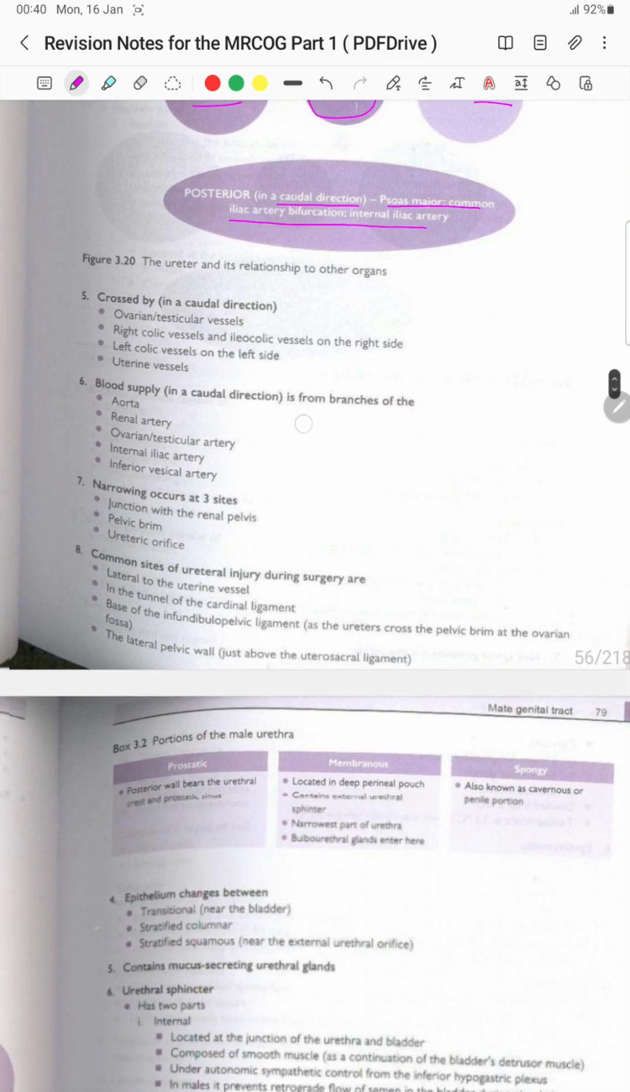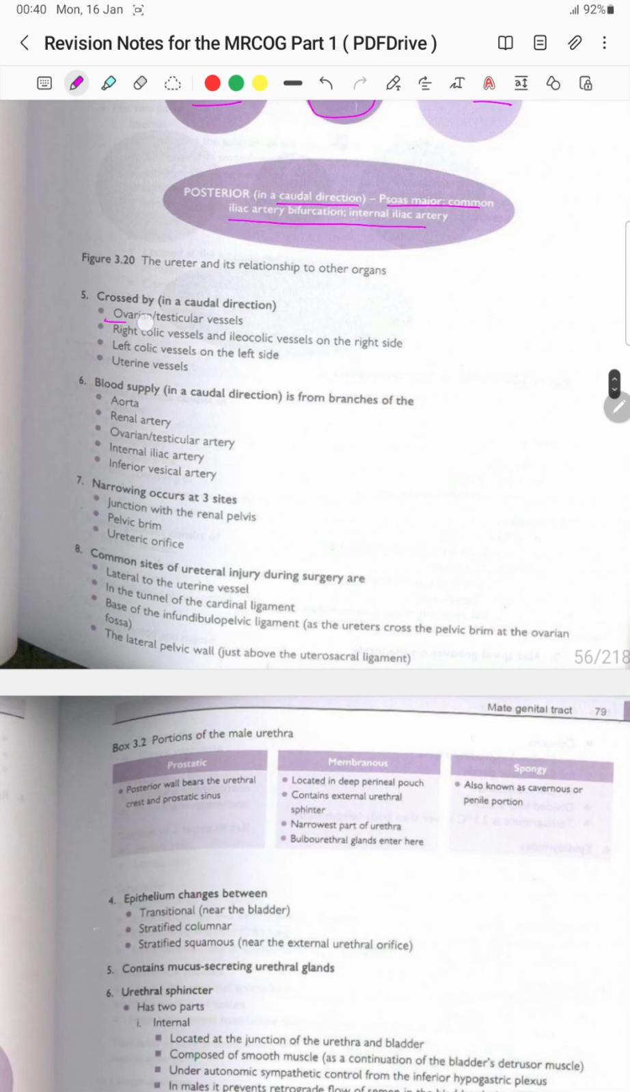Then it is crossed by the ovarian and testicular arteries, and in the caudal direction the right colic vessels and the ileocolic vessels on the right side, and the left colic vessel on the left side, and the uterine vessels.